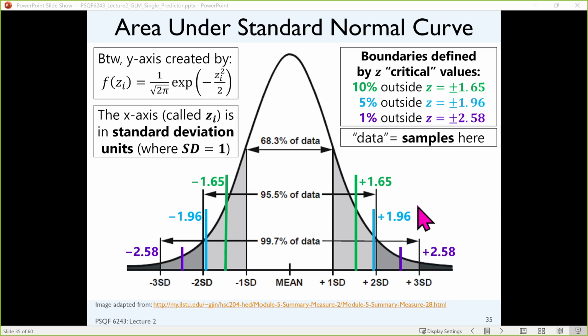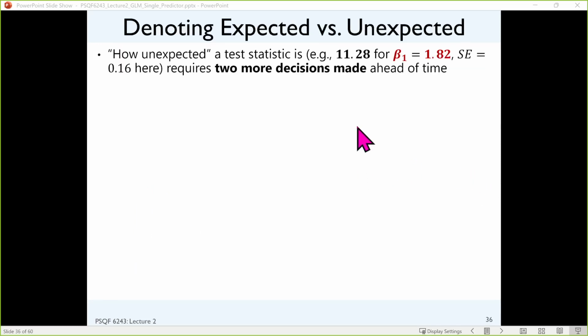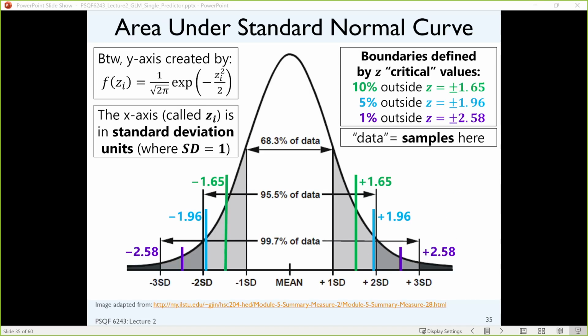This is our friend Z. Here's the formula that made this picture, by the way. You don't need to know that. So how unexpected then? That's what we're going to be talking about. How do we determine that?